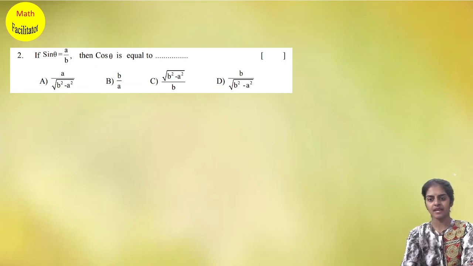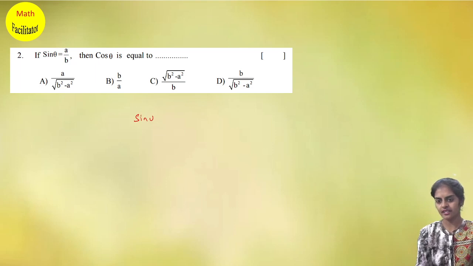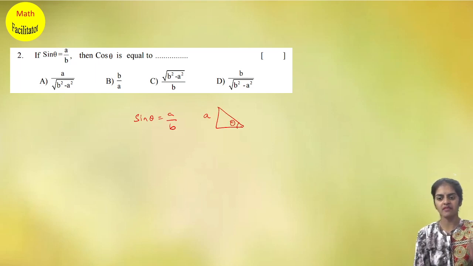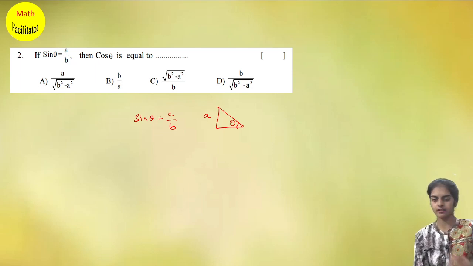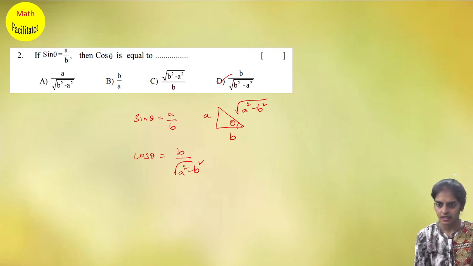If sine theta is a by b, then what is cos theta? Okay, so what is given to you? Sine theta is a by b. Since these are part B questions, you don't have to write each and every step. You can directly do it in the rough work column. So you don't have to take a k, b k. The constant you don't have to take. Just take it as a and b. Then hypotenuse will be a square minus b square. Okay, so what is cos theta? Cos theta is nothing but adjacent by hypotenuse. So b by root over b square, a square minus b square.